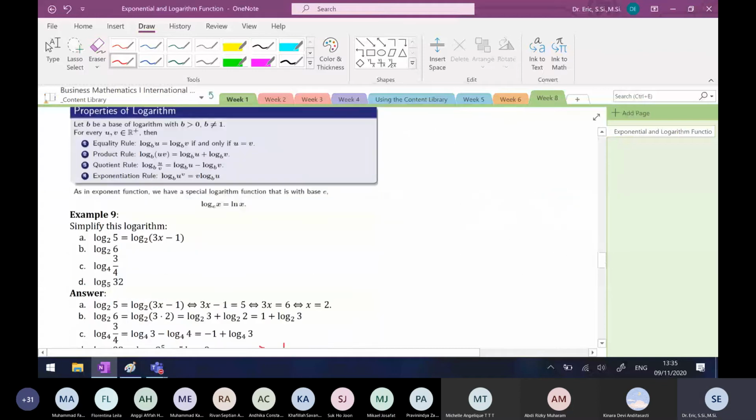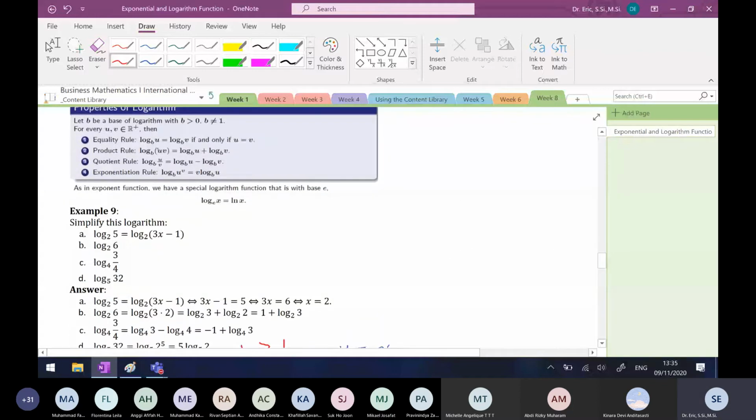Let's look at the properties of logarithm. If I have log u equals log v with the same base, it means that u equals v.